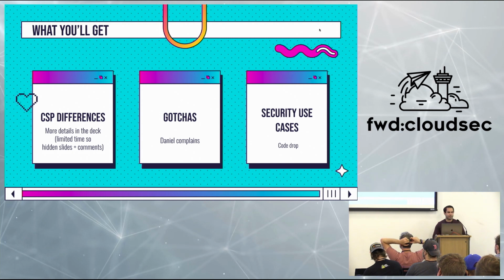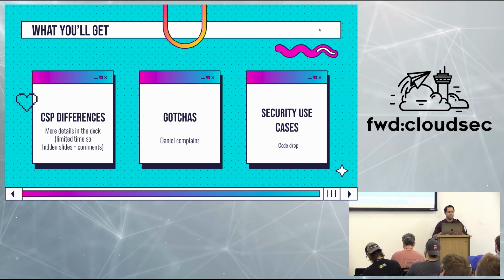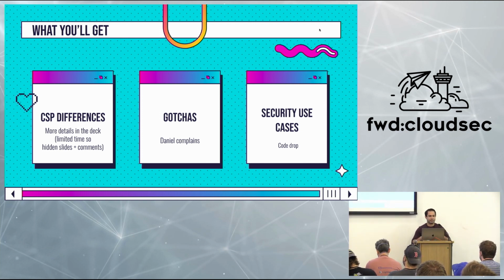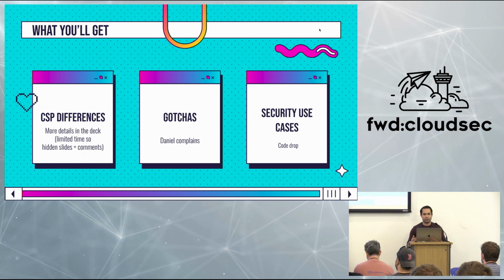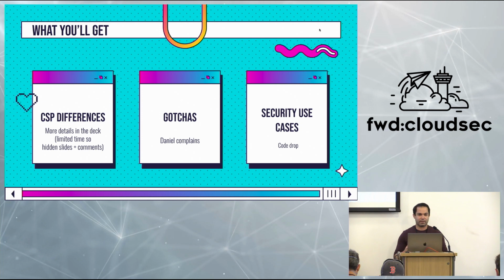So what I hope you'll get out of this is that you'll understand some of the differences in how the big three cloud security providers log network traffic. There's more details in the deck, so once it's published, you can feel free to review some of the hidden slides and comments. I'm going to be talking about some of the gotchas or caveats where I complain about these logs, and talk about some of the security use cases. What I really hope you get from this is informed decisions on whether these logs will be useful to your organization, and to decide should I use them, should I not, what's the cost benefit there?